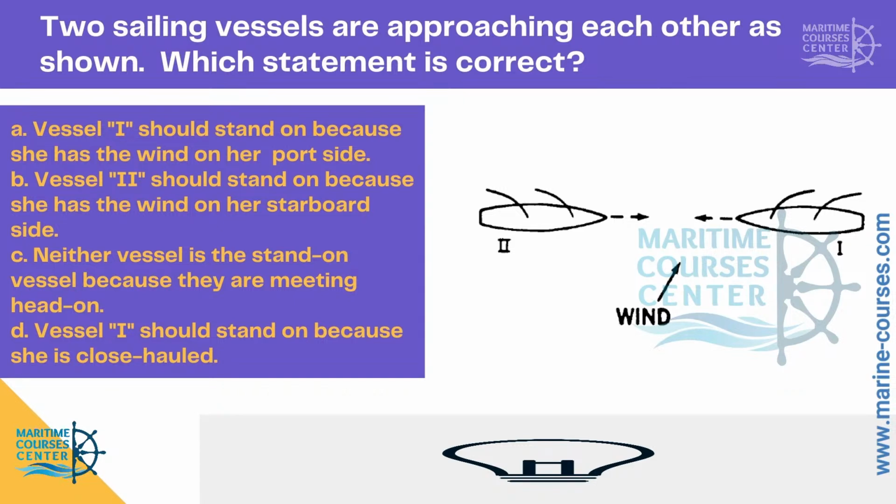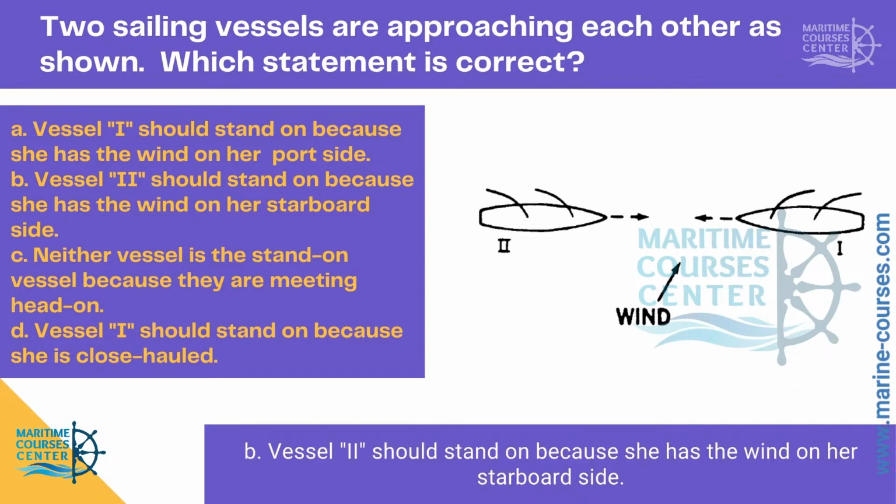What do you think about it? Yes, that's right. The right answer is going to be B. Vessel 2 should stand on because she has the wind on her starboard side.